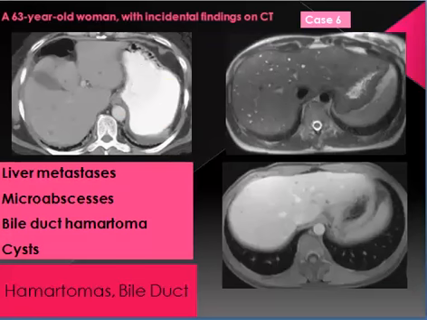Now here we have multiple small cystic lesions. Among the possibilities are microabscesses, multiple deposits, or biliary duct hamartoma, so long as they are behaving like cysts in T2. In T1 they are hypointense, hyperintense in T2, and non-enhancing. These are simple cysts or biliary duct hamartoma.